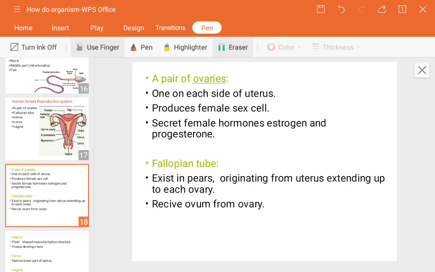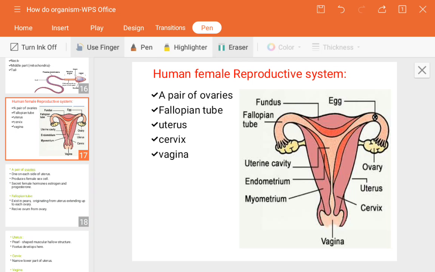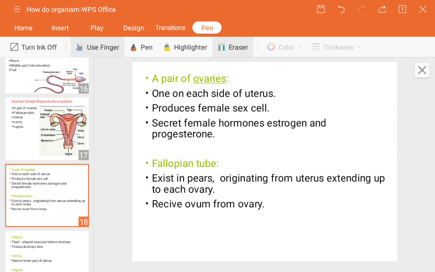Next, the fallopian tube. It exists in pairs, originating from the uterus and extending up to each ovary. So you can see how it extends from here. The fallopian tube extends from here to the ovaries. Next, it receives the ovum from the ovary. So how does it receive the ovum from the ovary?